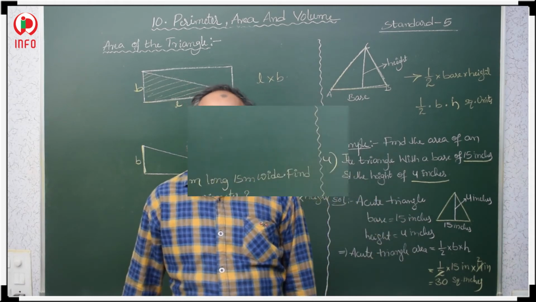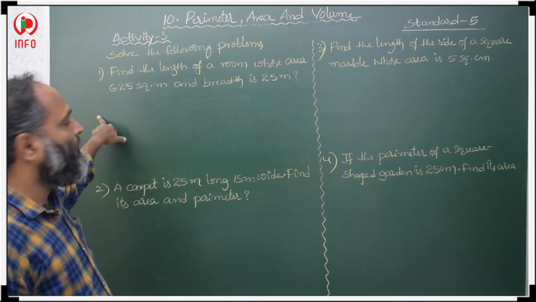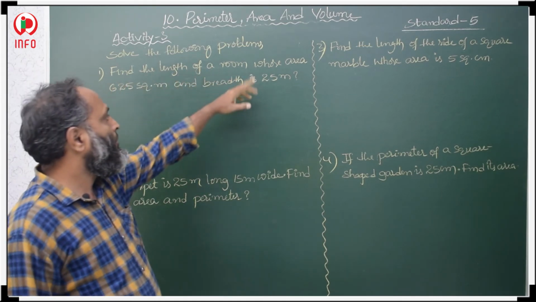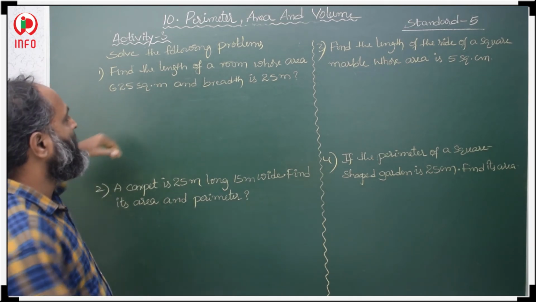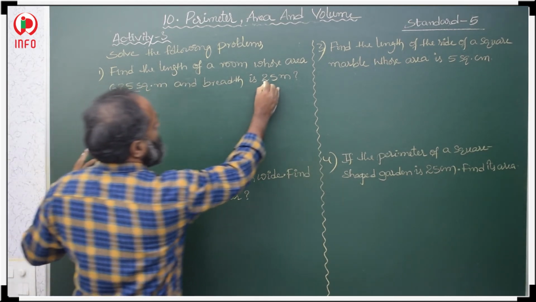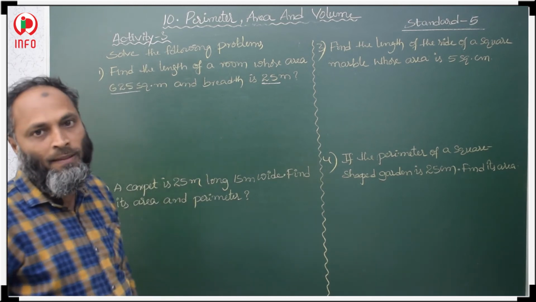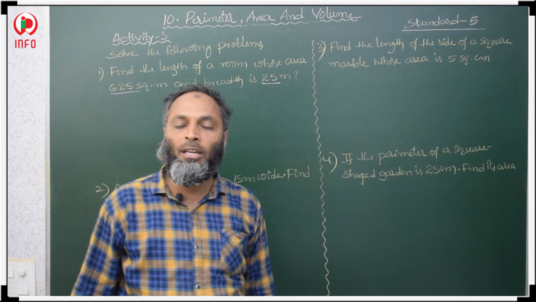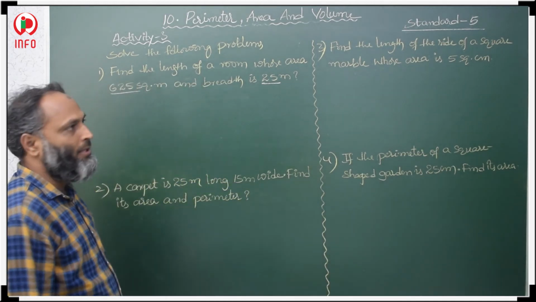Okay. Now in Activity 3, some word problems are given. See here, the first one: find the length of a room whose area is given and breadth is given. When area and breadth are given, how to find the length? We have to divide area by breadth, then you will get the length.